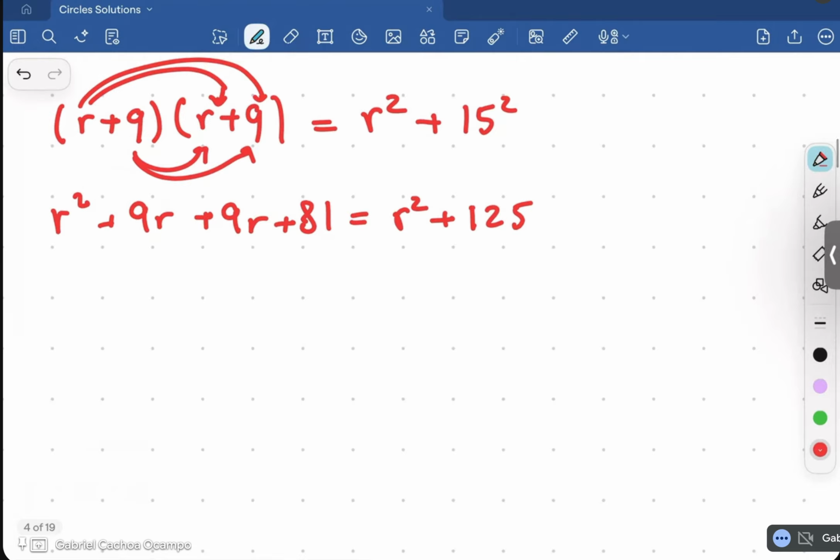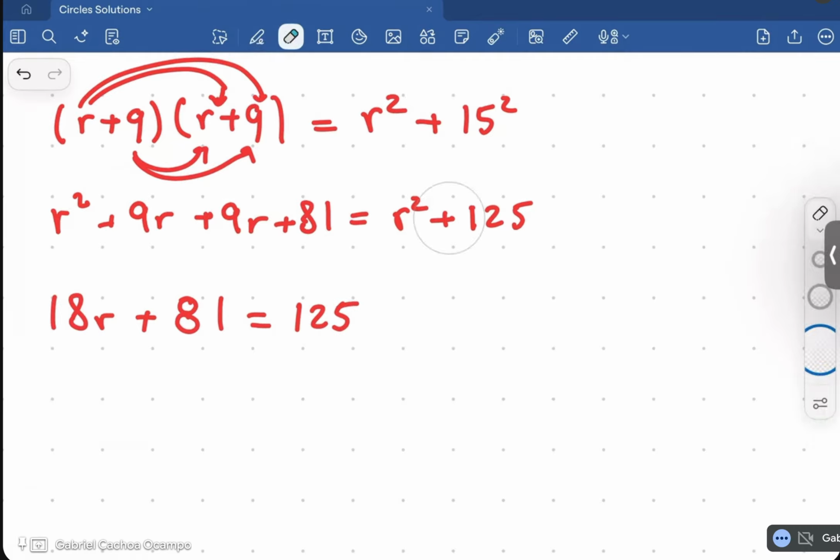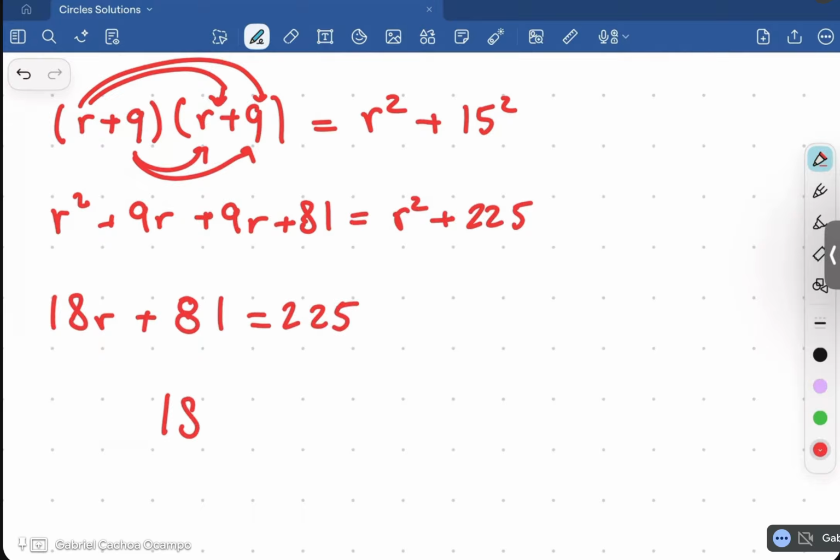Hopefully. Now observe, because I have r squared on both sides, I can cancel it out. So this becomes 18r plus 81 equals 125. I subtract. This is 225. Whoopsie doopsie. 225. 225 minus 81, that is 144. So 18r equals 144.